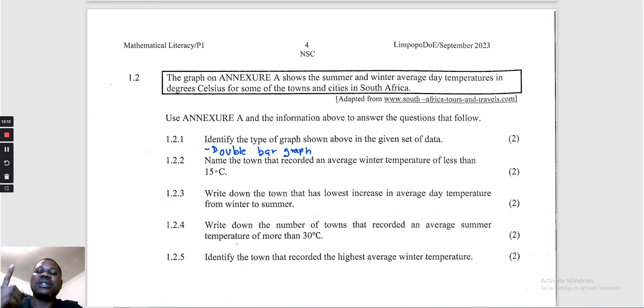The reason why we say it's a double bar graph is because there are two bars like this. Therefore, they are double. That is why we say double. But if there is one bar, a space, one bar, we call that a bar graph.